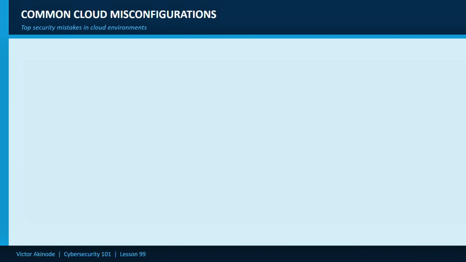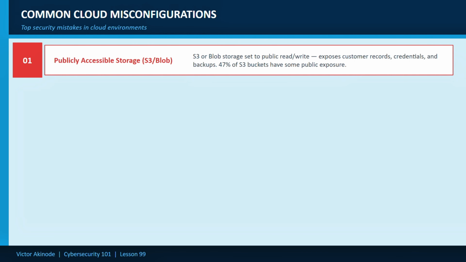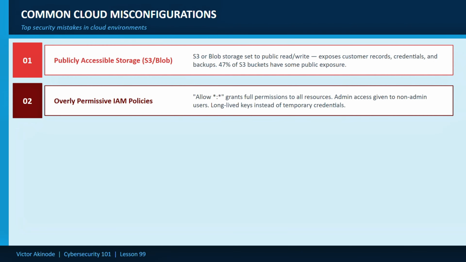Let's now consider the common cloud misconfigurations. The first one to consider is publicly accessible storage such as S3 or blob. Now, S3 or blob storage set to public read or write can expose customer records, credentials, and backups. 47% of S3 buckets have some public exposure, so you need to be careful of that.